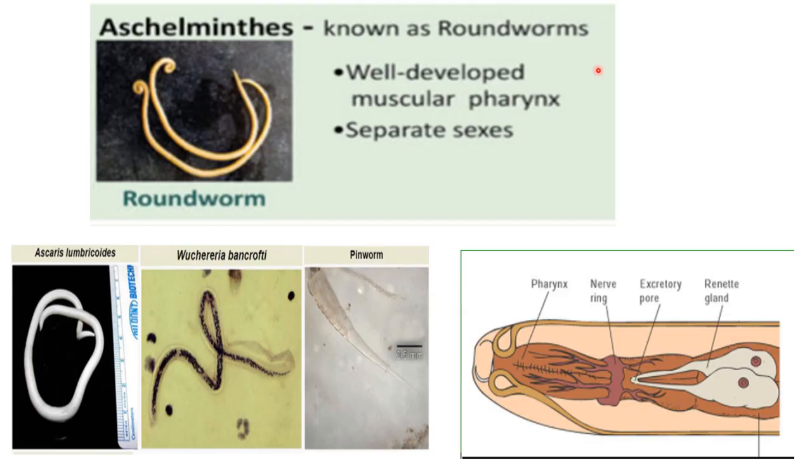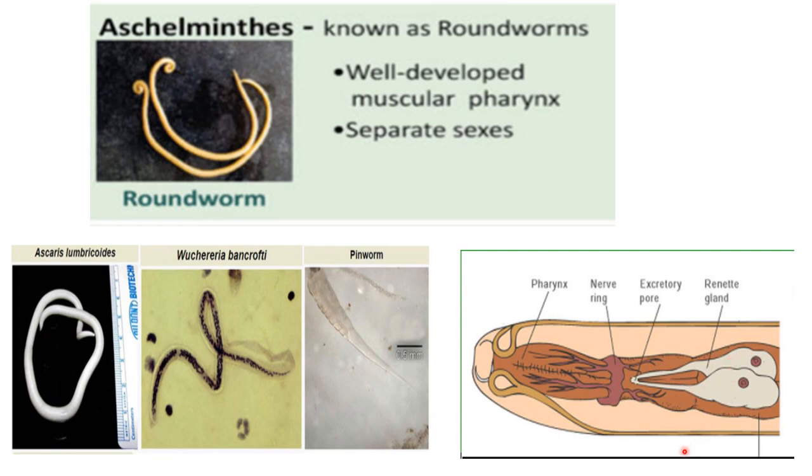Aschelminthes are known as roundworms, because in cross section they appear round, and therefore they are called roundworms. They have a well developed muscular pharynx and the sexes are separate. There is a picture here. They have a well developed mouth, pharynx, and then anus. Renette glands are there, and the renette glands help in excretion.